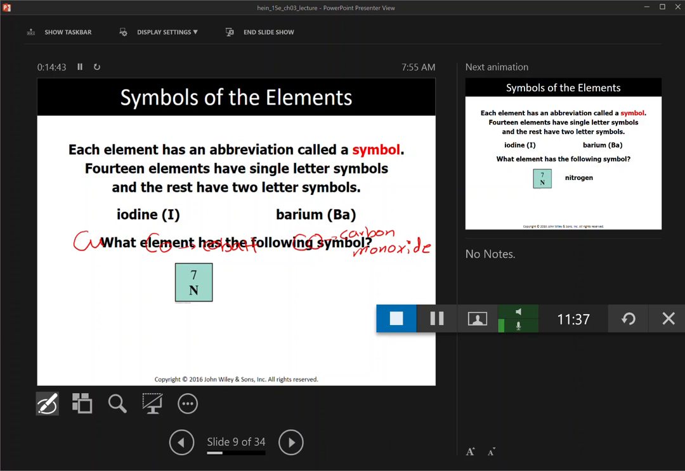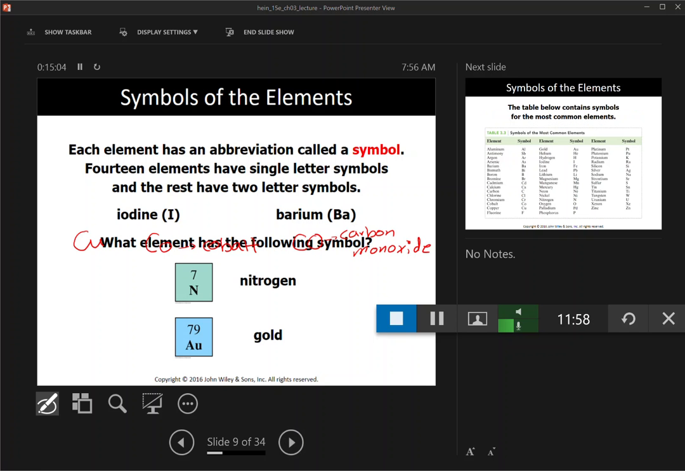Now, in the periodic table, each box represents an element. And as I mentioned, the symbol for the elements is either one letter or two letters. Who knows what Au represents? It's gold, yeah. So the numbers that come on top of each box are called the atomic number. We'll talk about the atomic number and I'll tell you what they represent.